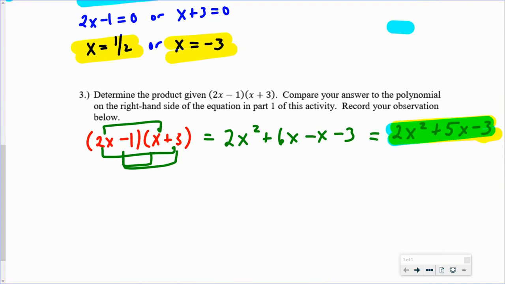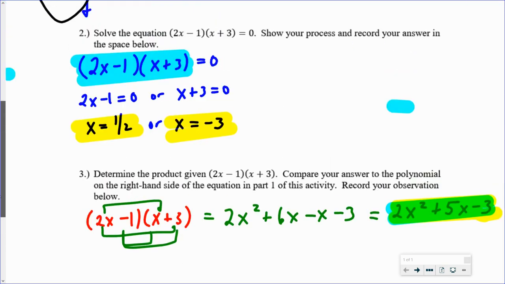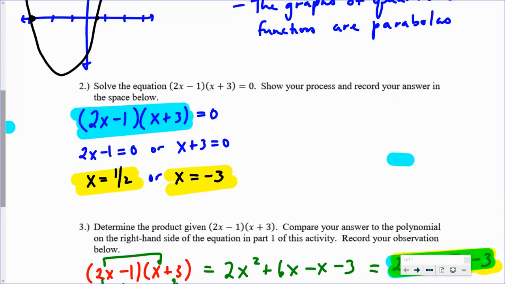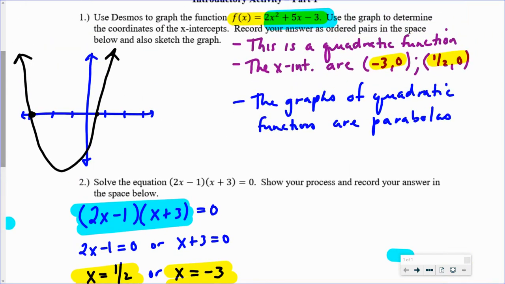So it appears that there is some sort of relationship between the factors of a polynomial expression, in this case a quadratic trinomial, and the solutions to an equation that looks like this, where it's a polynomial that's in factored form, and where the graph of the quadratic function crosses the x-axis. And there is a relationship between these things.